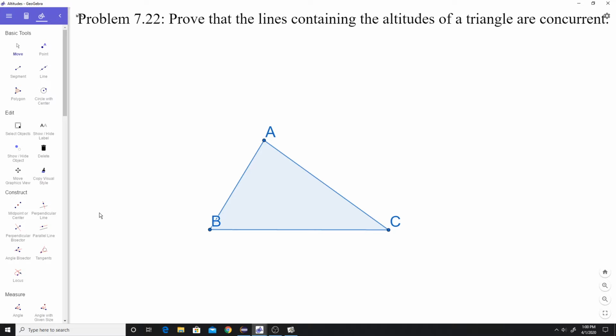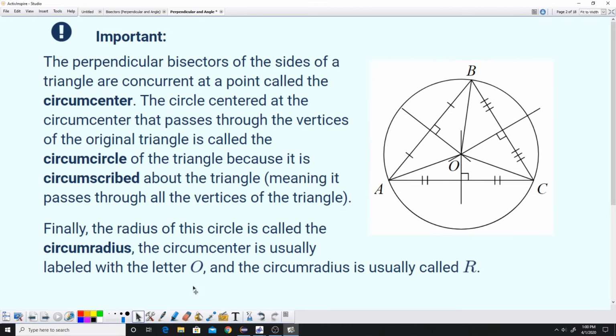What does that remind me of? Well, perpendicular to the base, perpendicular lines. We just learned about perpendicular bisectors. One of the things that we proved about perpendicular bisectors back last week was that the perpendicular bisectors of the sides of a triangle are concurrent. So this is almost what we want to prove. We have shown that there are perpendicular lines that are always concurrent in a triangle.